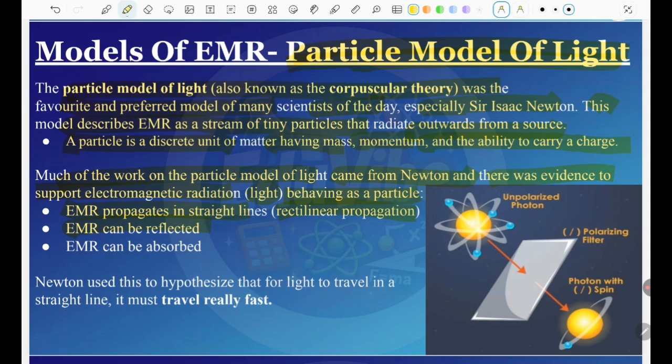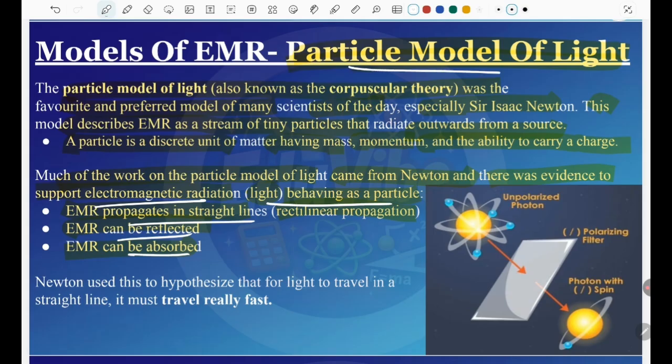EMR can be reflected. How it can be reflected, we will learn more about this when we do reflection. EMR can also be absorbed. Because of these reasons, Newton says that EMR behaves like a particle. From here, they discovered the particle model of light.